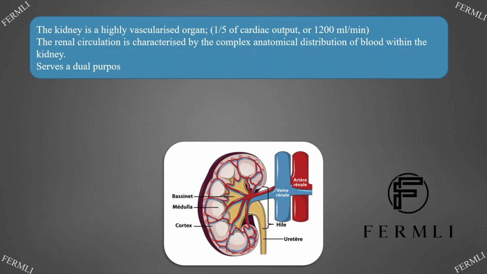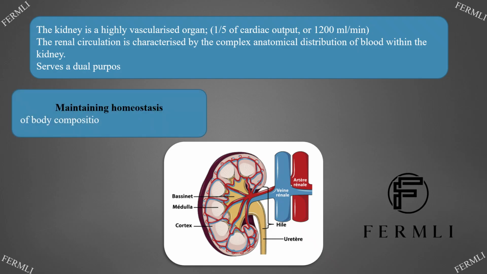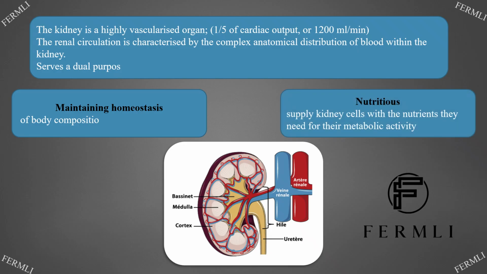The kidney is a highly vascularized organ, receiving 1/5 of cardiac output, or 1,200 milliliters per minute. The renal circulation is characterized by the complex anatomical distribution of blood within the kidney. It serves a dual purpose: maintaining homeostasis of body composition and supplying kidney cells with the nutrients they need for their metabolic activity.